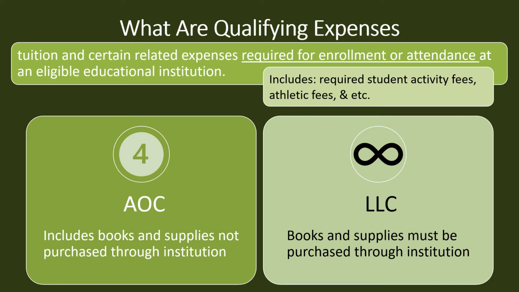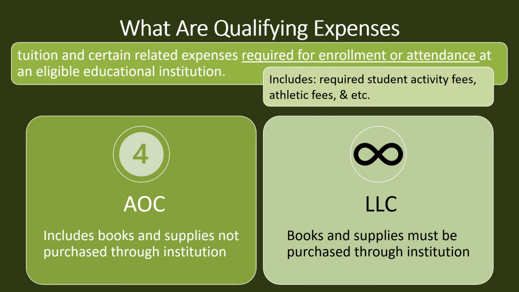So parking is not one of those things, but those student activity fees that you don't get to choose not to take part in, those do count towards this credit. Now, there are some differences between the American Opportunity Credit and the Lifetime Learning Credit. The American Opportunity Credit includes books and supplies, even if they were purchased somewhere else. So if our student purchased them online or bought them from another student, they can still count those as qualifying expenses for the purposes of the American Opportunity Credit.